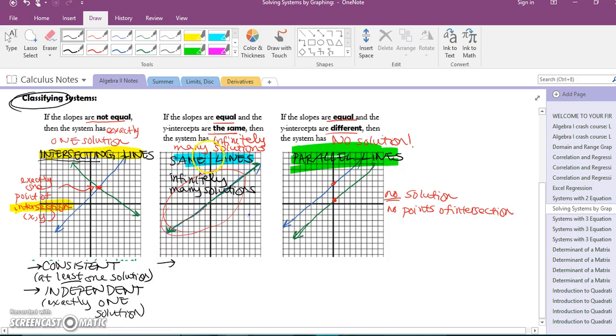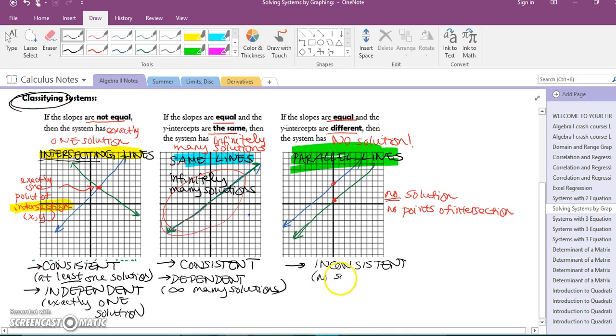Now right here, when I have the same line and I have infinitely many solutions, I can still call it consistent because there is at least one solution. But because there's infinitely many solutions, I'm going to call this dependent. And dependent means infinitely many solutions. So for the third case where there's no solution and I have parallel lines, I can't call it consistent because there's not at least one solution. I'm going to call it inconsistent. Inconsistent just means no solution. You can't classify it any further than that. So it's either consistent and independent, consistent and dependent, or inconsistent. Those are the three types.